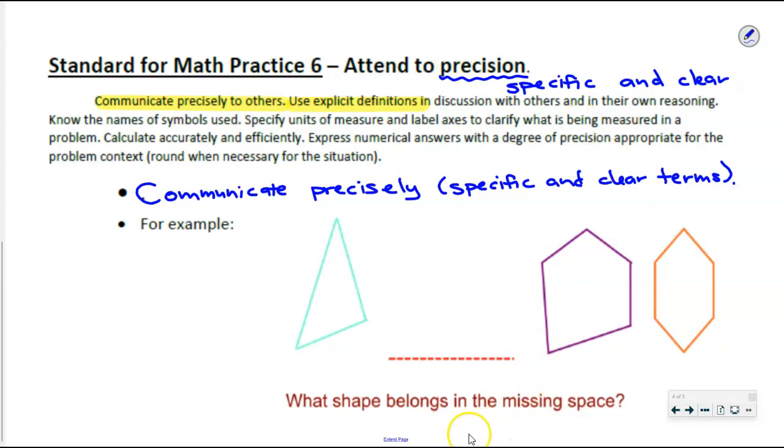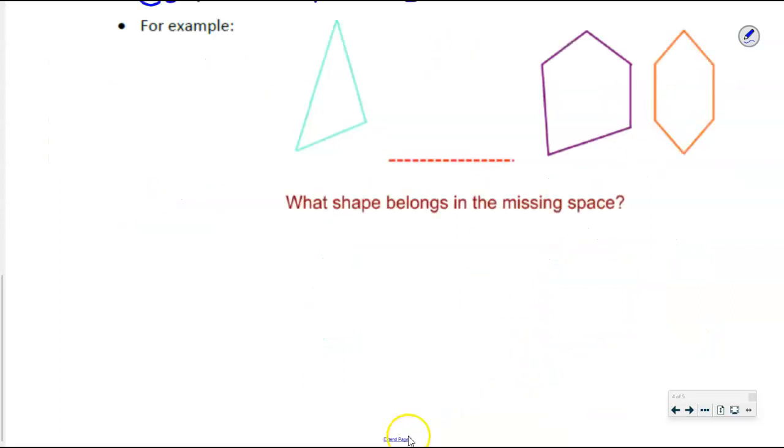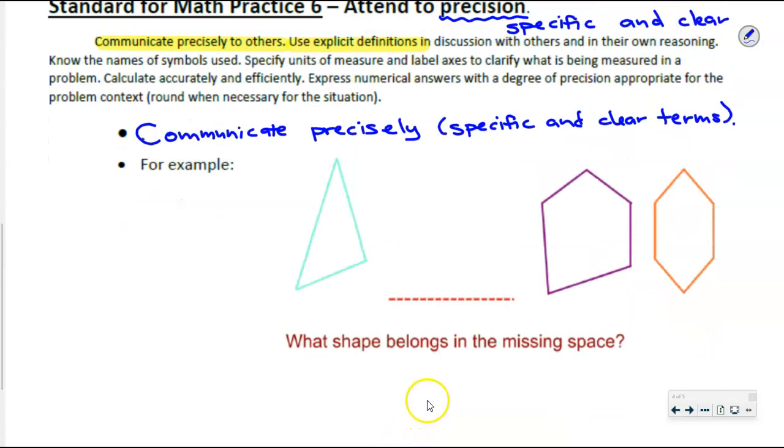This is my favorite example when it comes to precision. You guys saw it last year. Let's see if you can even remember, without calling out, what shape is the one that belongs here in this missing space. You can see this shape, there's a blank. What is the shape that belongs here? Let's go quiet think time so that people in the video have a chance to think for just a second. Okay, what is the name of that shape that belongs there?